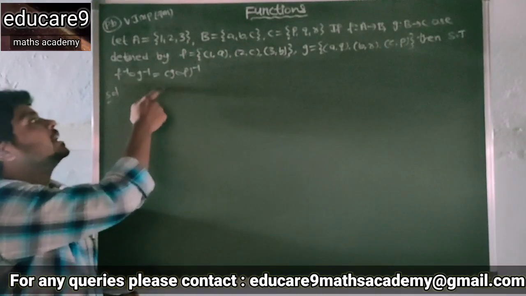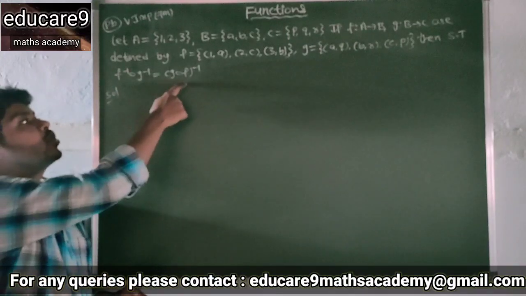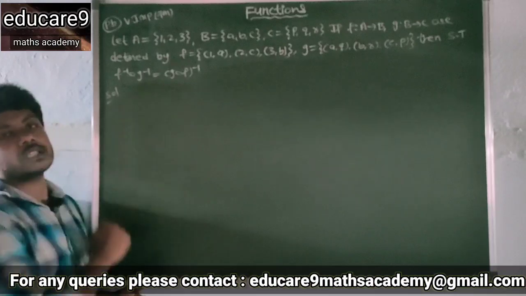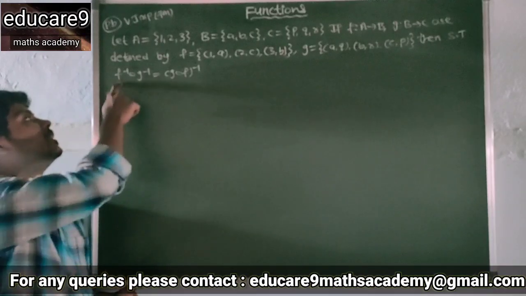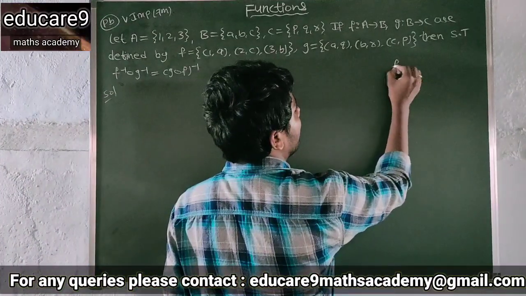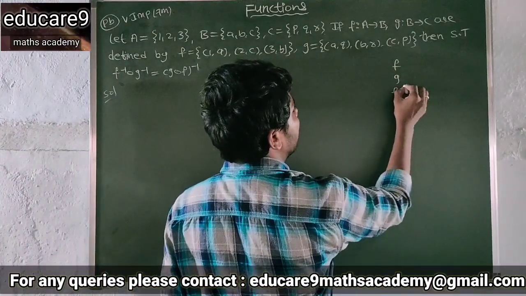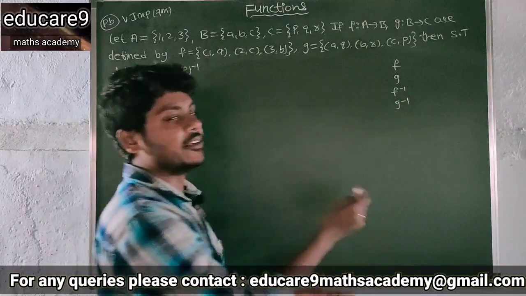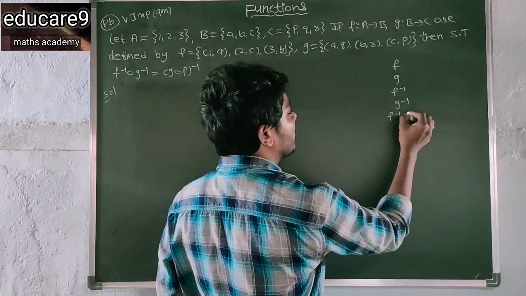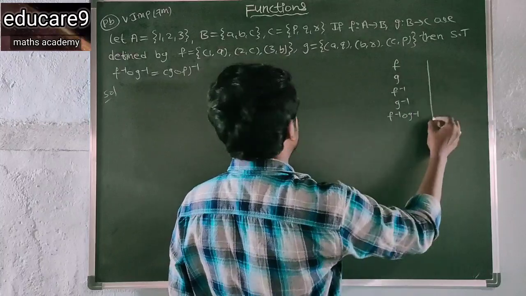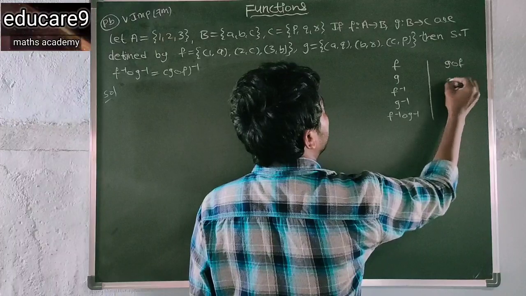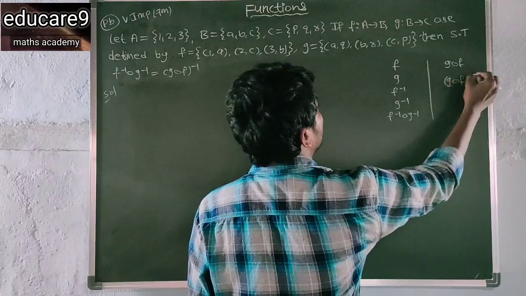Then show that F inverse circle G inverse is equal to (G circle F) whole inverse. Before going to prove, first we have to write the given functions. See here: F and G, F inverse, G inverse. These are the left side functions. And one more, F inverse circle G inverse. So the right side functions are G circle F and (G circle F) whole inverse.